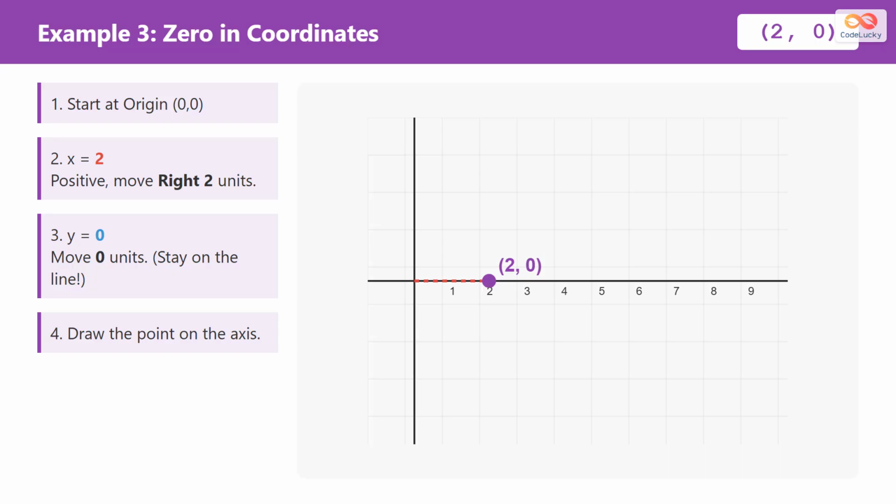What happens if there is a 0? Let's plot the point (2, 0). We start at the origin. Move right 2 units for the positive 2. The y-coordinate is 0, which means we do not move up or down at all. We stay right on the line.